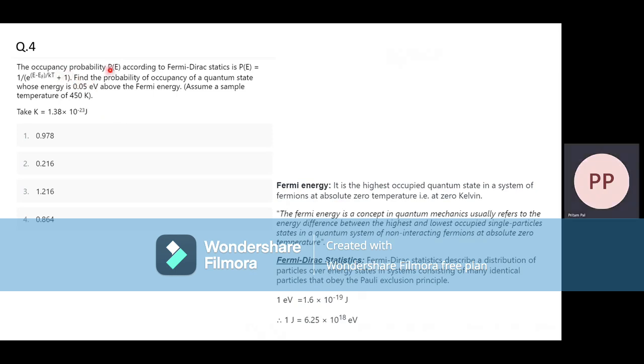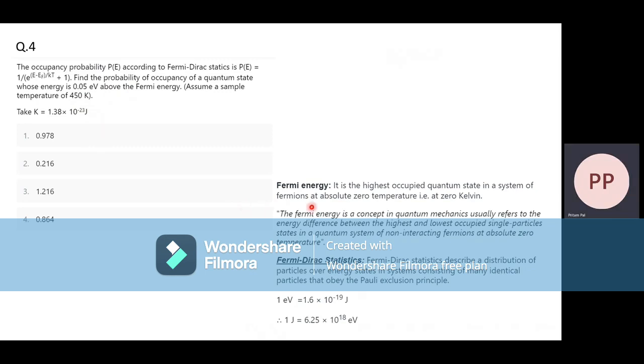The occupancy probability P, according to the Fermi-Dirac statistics, as you all know, is 1 over e to the power (E minus Ef) by kT, plus 1, right? Now we were asked to find the probability of occupancy of a quantum state whose energy is 0.05 electron volt above the Fermi energy. You can assume a sample temperature of 450 K, and the Boltzmann constant is given over here.